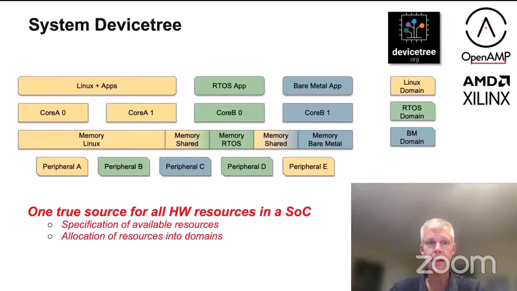The other thing we've been adding is a way to allocate resources. So you can tell your systems how much memory is going to Linux, how much memory is going to an RTOS as an example, which peripherals go where, which CPUs are running what. So that's the allocation of it. And the idea is to have one true source that describes all of your system and how it's allocated for your system software.